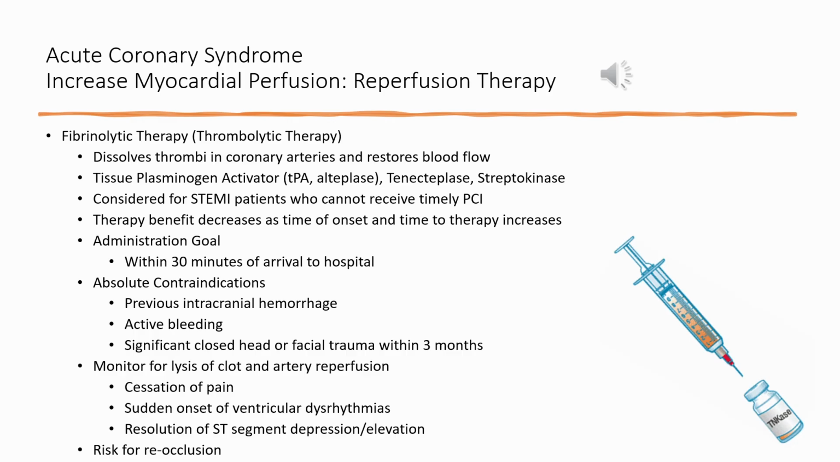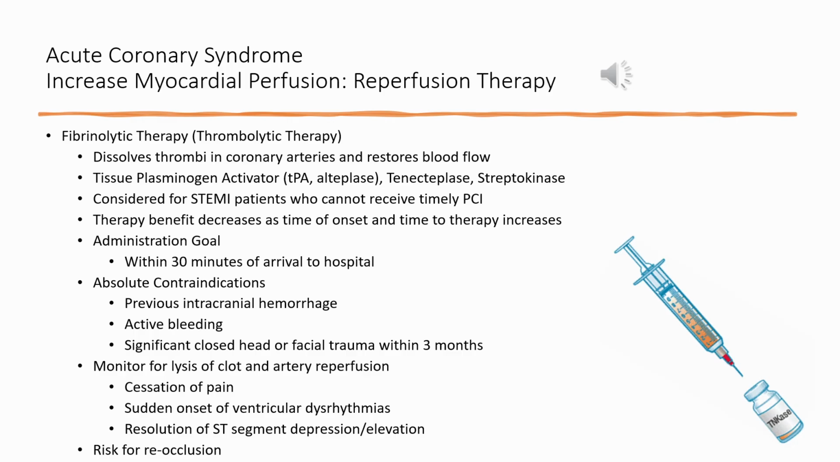We have two main methods of reperfusion therapy. We have percutaneous coronary intervention, or PCI, which is the preferred approach whenever it's available. And we also have fibrinolytic therapy, or thrombolytic therapy, which is used whenever a PCI is not immediately accessible. So when we talk about fibrinolytic therapy, fibrinolytics work by dissolving the clot that is blocking the coronary artery, restoring blood flow to the affected myocardium.